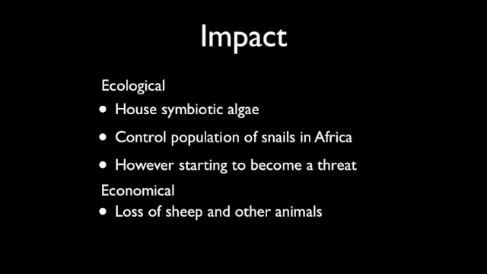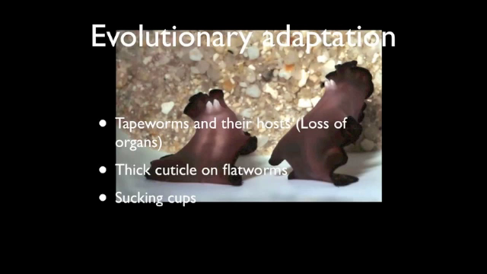Economically, much work has been done on trematodes responsible for economic losses. Fasciola hepatica, the liver fluke of sheep and cattle, but also of other animals, is one of them. The species may also accidentally infect humans. Their evolutionary adaptation.